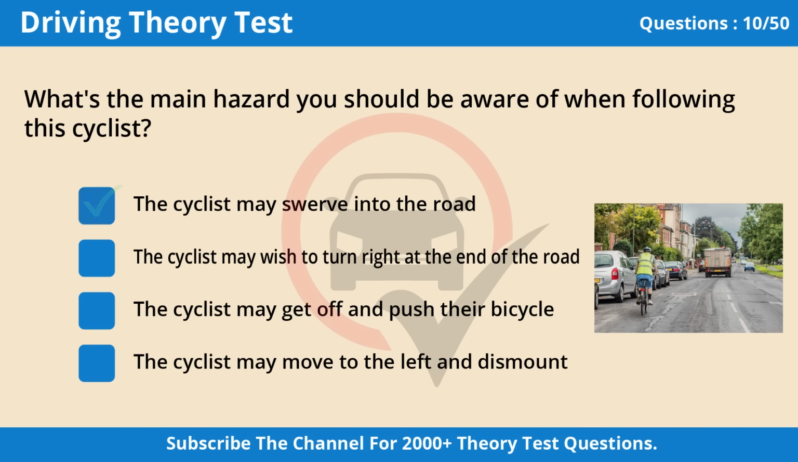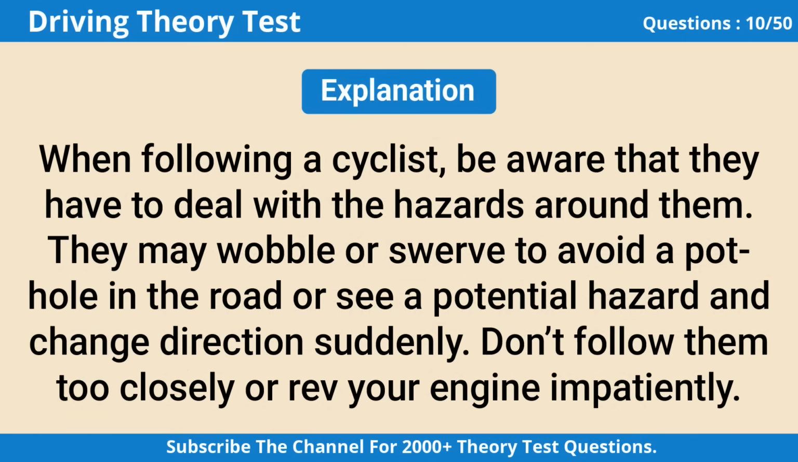A. The cyclist may swerve into the road. When following a cyclist, be aware that they have to deal with the hazards around them. They may wobble or swerve to avoid a pothole in the road or see a potential hazard and change direction suddenly. Don't follow them too closely or rev your engine impatiently.